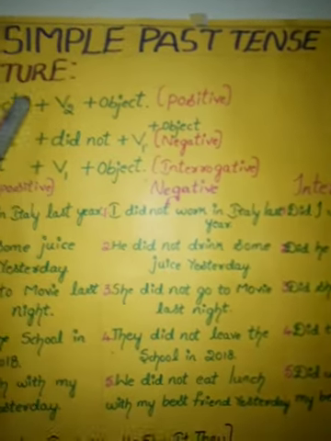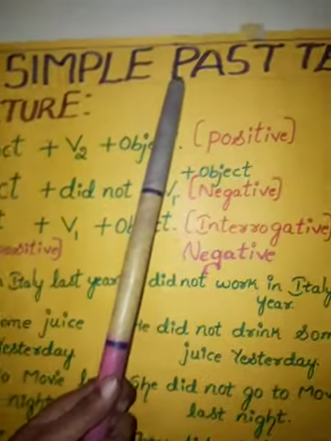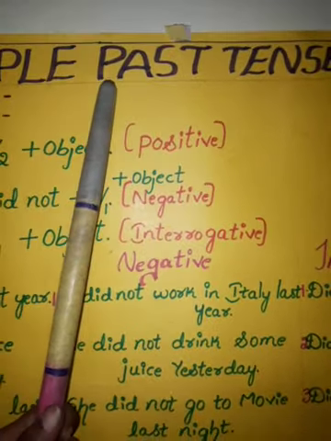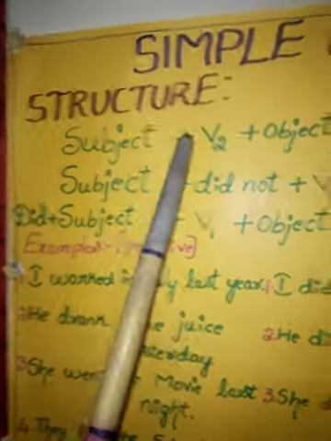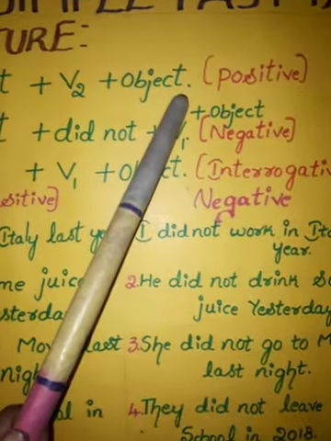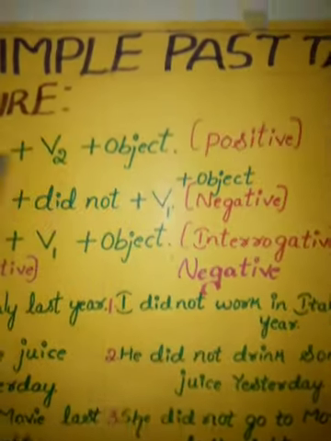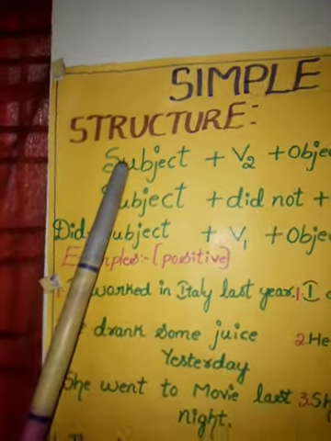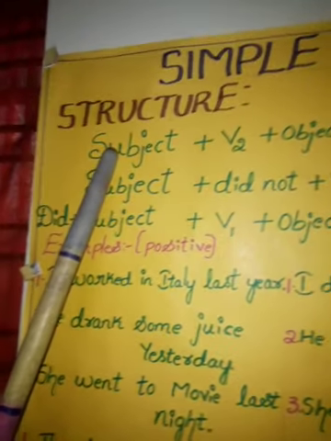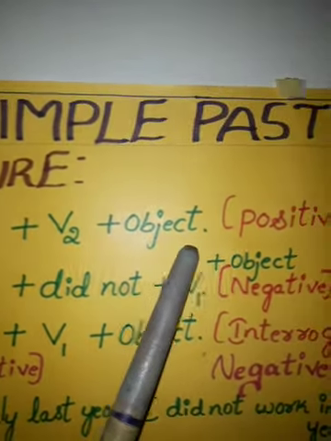Now coming to the simple past tense. Simple past tense is a form of the verb which is used to show the action which has already been completed in the past. The structure of a simple past tense is subject plus V2 plus object. This is in the case of a positive or affirmative sentence, where subject can be I, we, you, he, she, it, they, etc. And V2 is the past form of the verb.